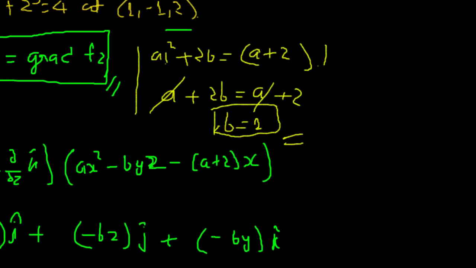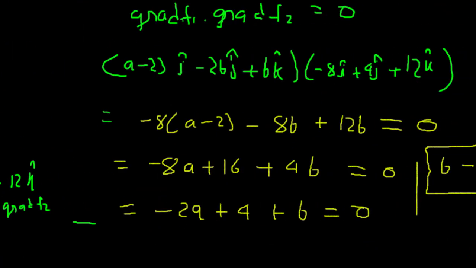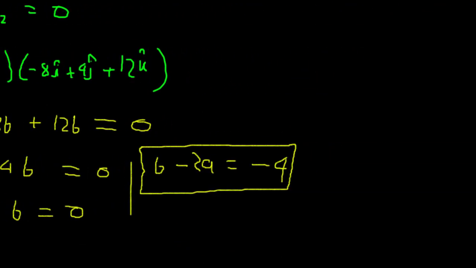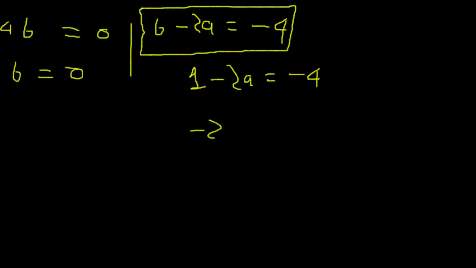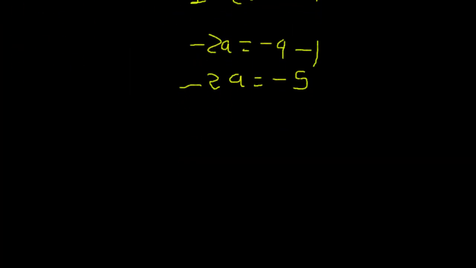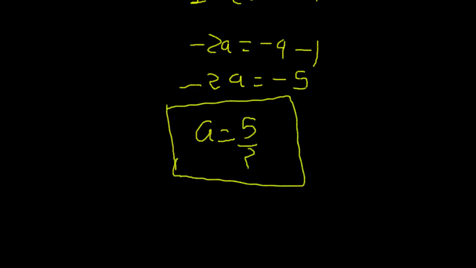Now we have to find the value of a. So for the value of a, it's the simplest thing you guys can do in your lifetime, man. Let's just put the value of b first. 1 minus 2a equals minus 4. Let's just do that. 2a equals minus 4 minus 1, so 2a will be minus 5. Now a will be 5 by 2, and the value of b which we had was 1.